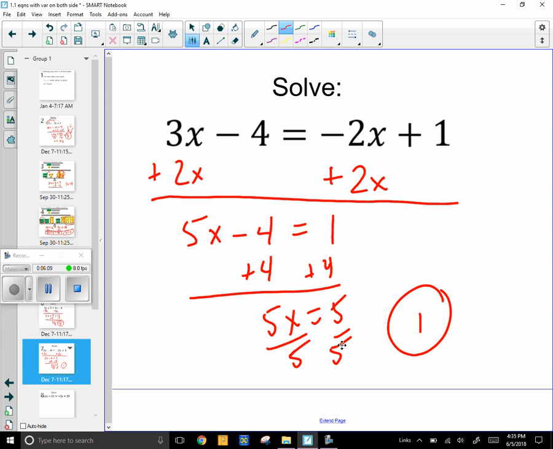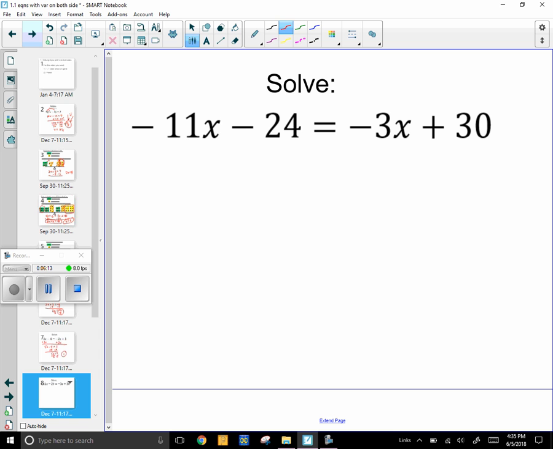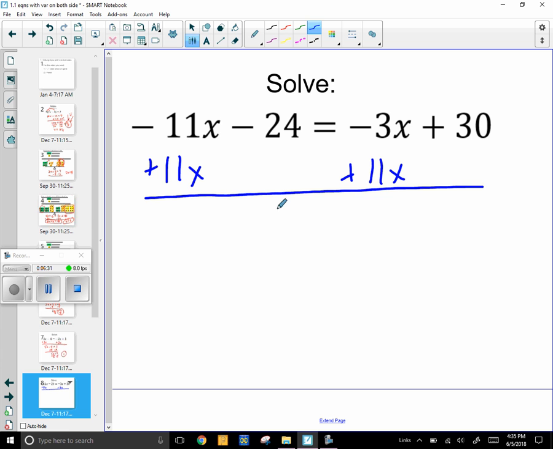Final answer is 1. All right, so we just have a few more for you to try. Now that you get the hang of it, hopefully this is starting to make sense. Now in this problem, and like all problems, we actually have two choices. We could add 3x or we could add 11x. It doesn't really matter what you do. I'm going to add 11x. I like to stay in the habit of keeping the x term positive, but you could just as easily add 3x to both sides, and this would work as well.